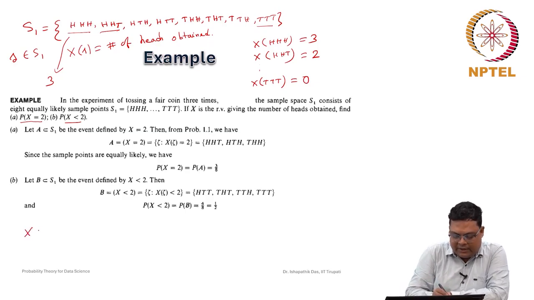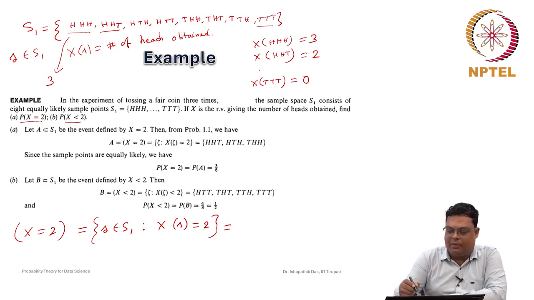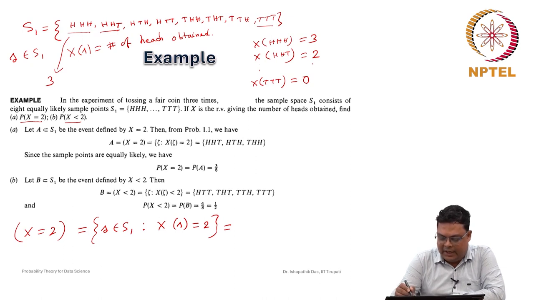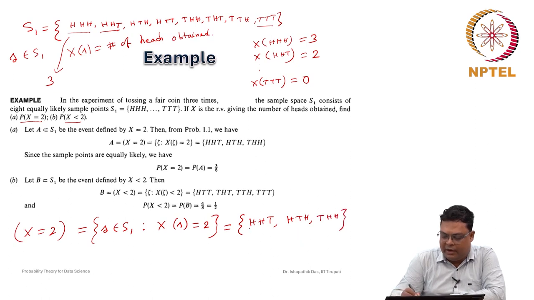Suppose we are doing x equal to 2 first. It is nothing but all s belonging to the sample space S 1 satisfying the relationship x of s is equal to 2. Now, we know all the values. So, what are the points satisfying x equal to 2? Whenever the number of heads is exactly 2: HHT has 2 heads, HTH also has 2 heads, and THH also has 2 heads. All those points have x equal to 2.